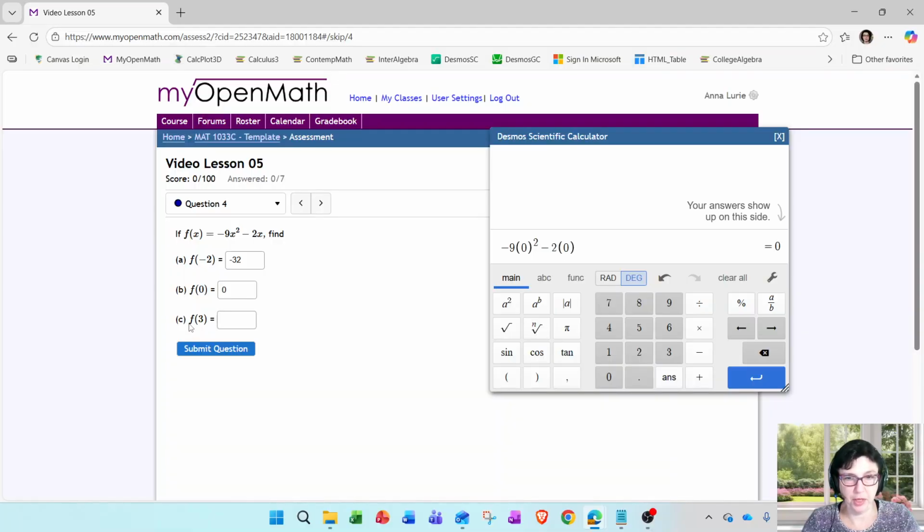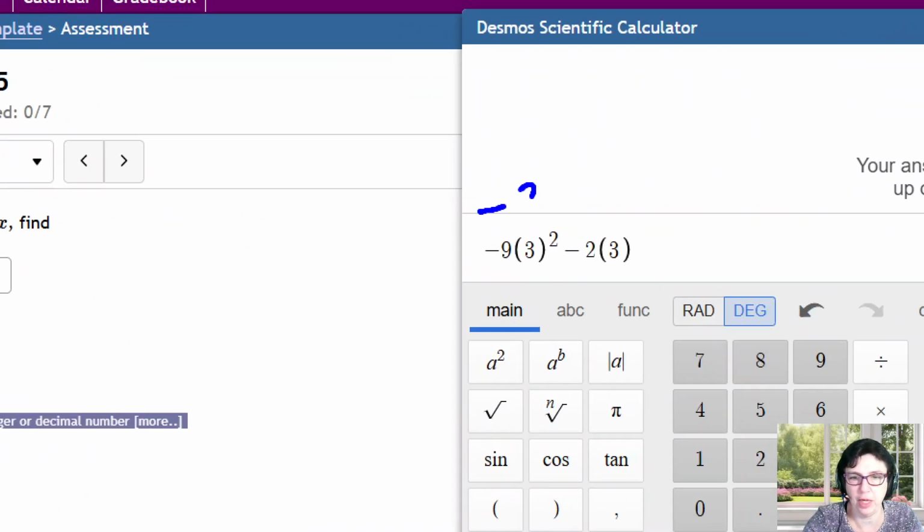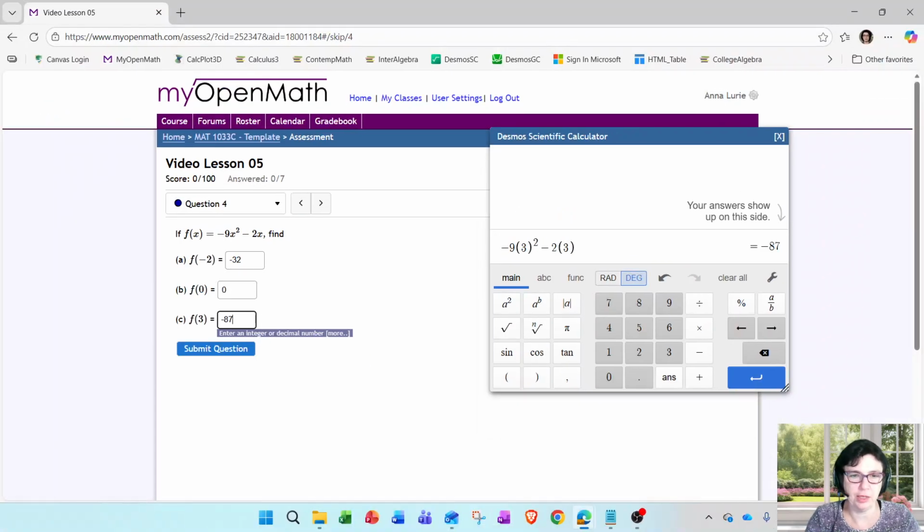And then what about 3? If you give me 3, what am I going to give you? Let's replace the value inside the parentheses with 3 and see what happens. This is -87. That's a lot of computations. What it's doing is taking 3 and squaring it, because the power always comes first. So 3 times 3 is 9. Then it multiplies by -9, which gives you -81. Then subtract 2 times 3, which is 6. So -81 minus 6 is -87. That's how it got that answer.